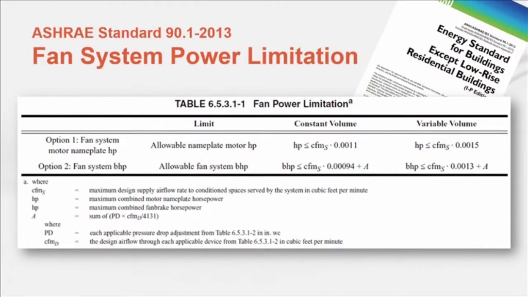For either of the two options, it prescribes a limit on fan system power as a function of the maximum supply airflow rate. You will notice that there are separate columns for constant volume or variable volume systems. The power limit is more stringent for constant volume systems. And the text of the standard states that single zone VAV systems must comply with the more stringent constant volume limit.